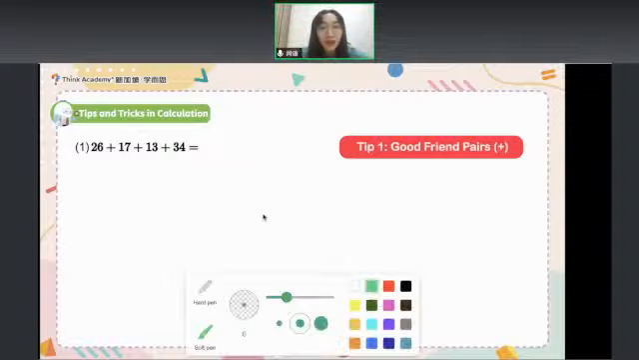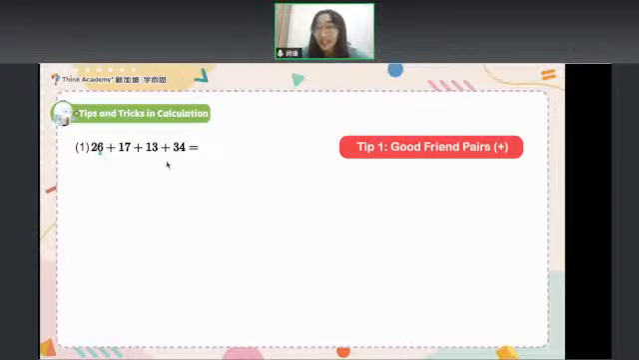So for example here, let me highlight. Look, 6. Who is the best friend with 6? You will see that it is 4, right? So here, let's try what is 26 plus 34. Can you find the answer? Yes, correct. 26 plus 34. And then also we have 17 plus 13, right? So 26 plus 34, you will get 60. Don't forget the carryover. And then move on, 17 plus 13, that is 30.